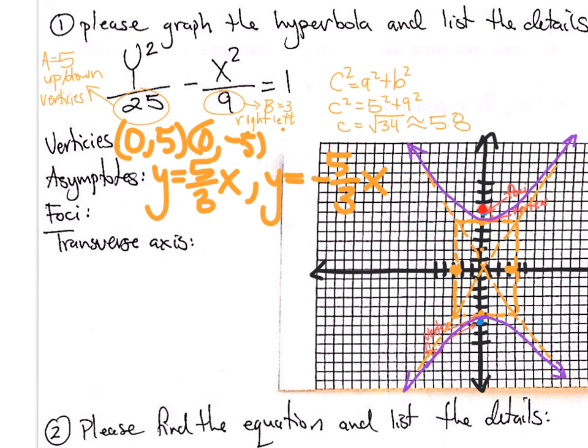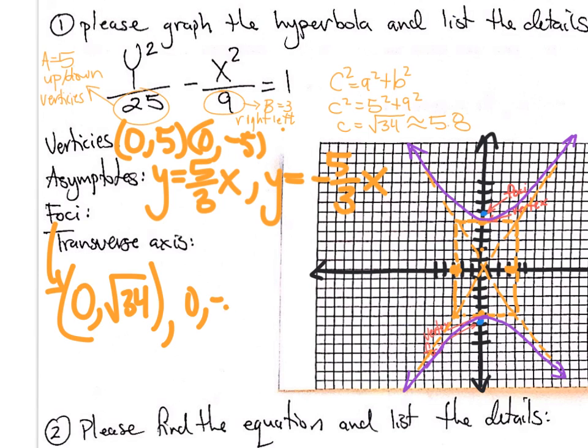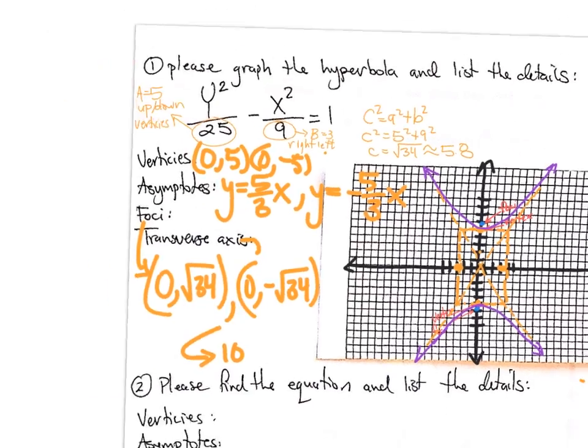The focal points here and here, 0, 5.8. Let's be more specific. All right, that was a rounded answer. This is exact. So 0, square root 34 and 0, negative square root 34. And then the transverse axis, sorry that this is super messy. Transverse axis, all we're doing is saying how long is it. And so that is basically the distance between the vertices, 10. All right, beautiful.